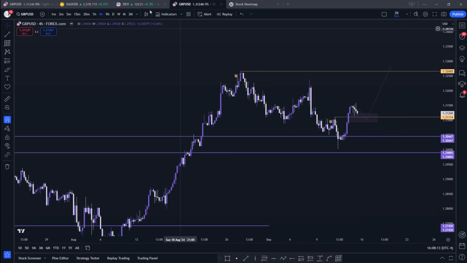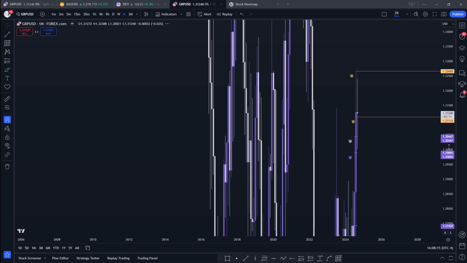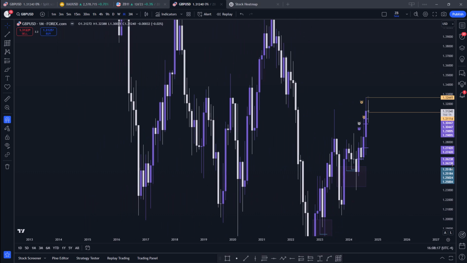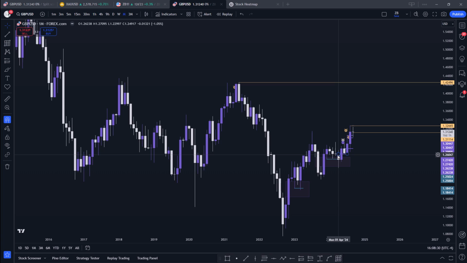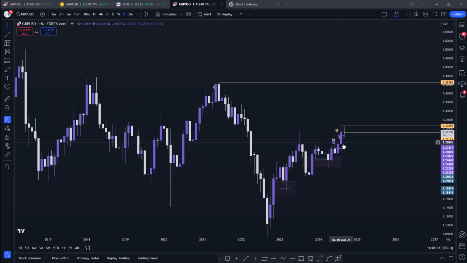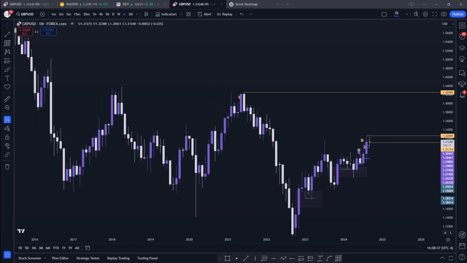Yeah, if you watched my previous videos on GU and dollar, you would know that I like the respect of this BPR, the balance price range here. We came down to it, we swapped liquidity and started rejecting away, created an order block, created a proportion block. We tapped the proportion block, and now I expect price to just push up from here.